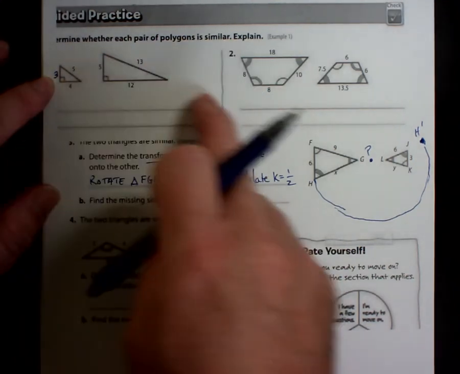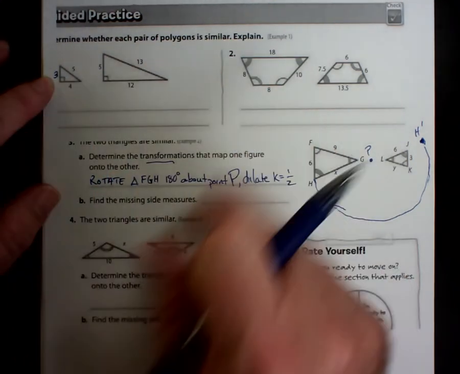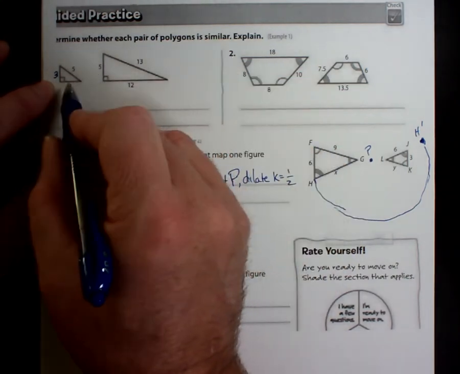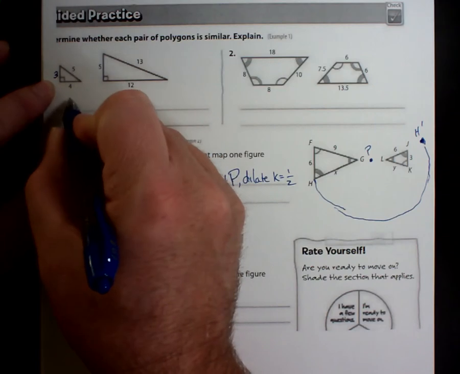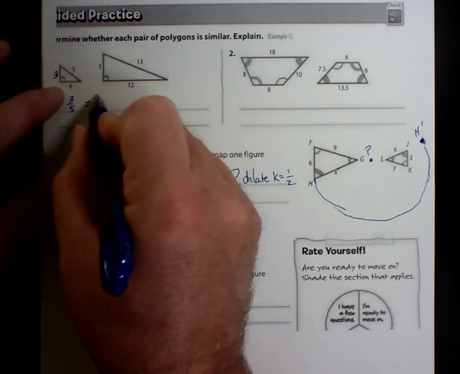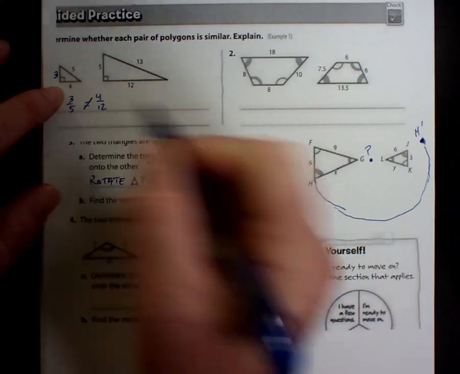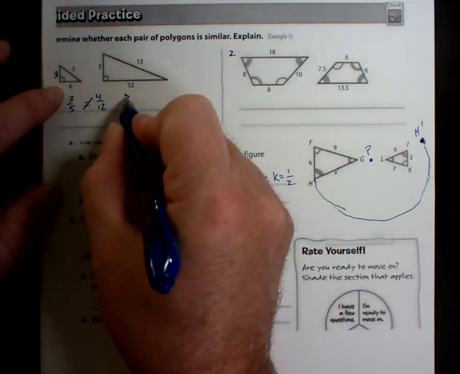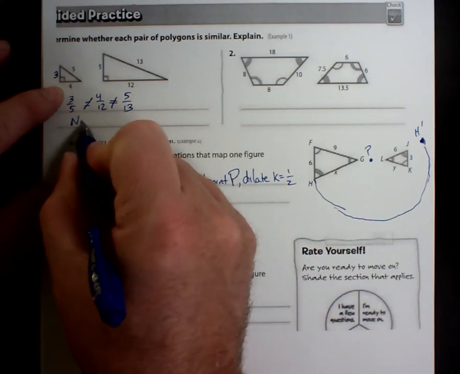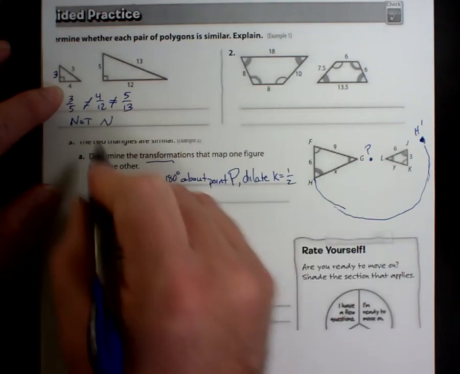We don't have enough angle information here to determine if they're similar, so we have to look at the side ratios. We do 3 over 5 equals 4 over 12. We know that's already false. And 5 over 13. These are not equivalent fractions, so not similar. That's the similar symbol.